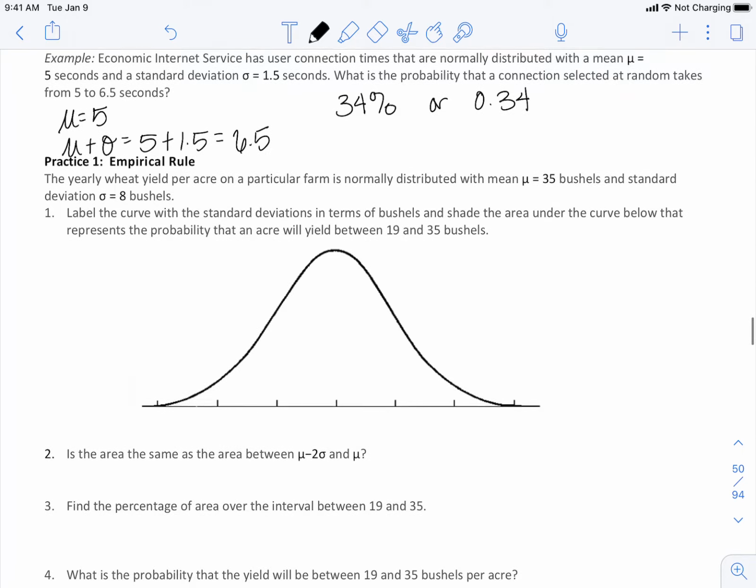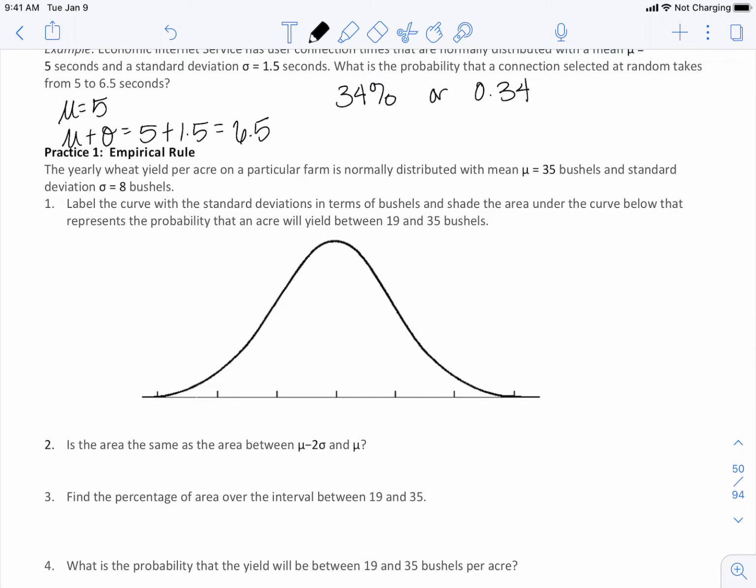All right, the yearly wheat yield per acre on a particular farm is normally distributed with a mean mu of 35 bushels and standard deviation sigma of 8 bushels. Label the curve with the standard deviations in terms of bushels and shade the area under the curve that represents the probability that an acre will yield between 19 and 35 bushels. Okay, so our mean is 35. So we're going to start by labeling. Remember, mean goes in the middle. And our standard deviation sigma is 8.